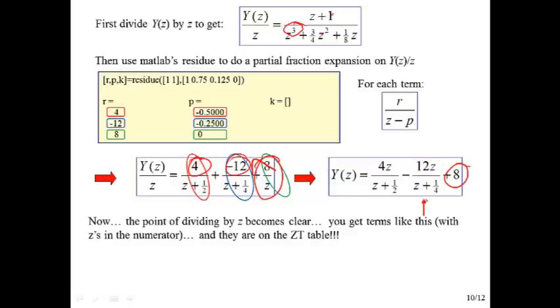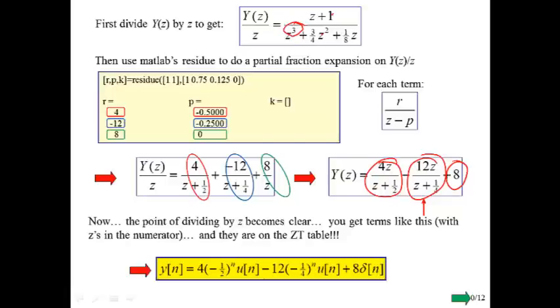we can go to our table and find each of these terms on our Laplace Z transform table, and we can write down the inverse. I don't think I did it, but oh yes I did. So this term transforms into this term. This one transforms into this, and this 8 transforms into a delta function. So that's how we would do an inverse Z transform using partial fraction expansion.